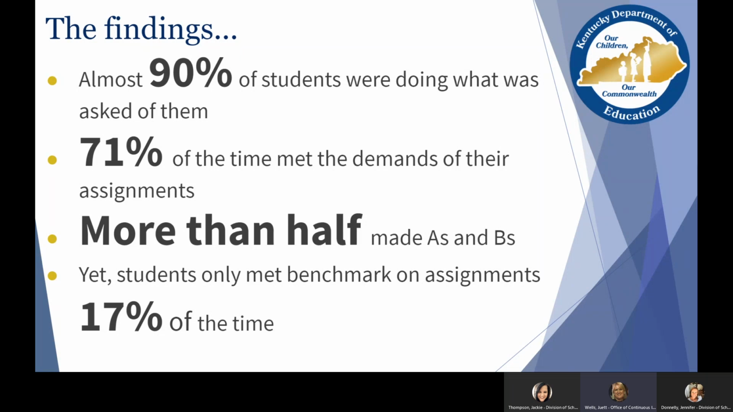More than half of the students were consistently making A's and B's. Again, you would think that would be a positive outcome. But this last bullet is the one that's really kind of shocking when you look at those other three. It says students only met benchmark on assignments 17% of the time. So when we think about the word benchmark, if we're thinking about Kentucky academic standards, those standards are our benchmarks for our grade levels. So when we are thinking about students only meeting those 17% of the time, that means they're only mastering the actual standard 17% of the time.